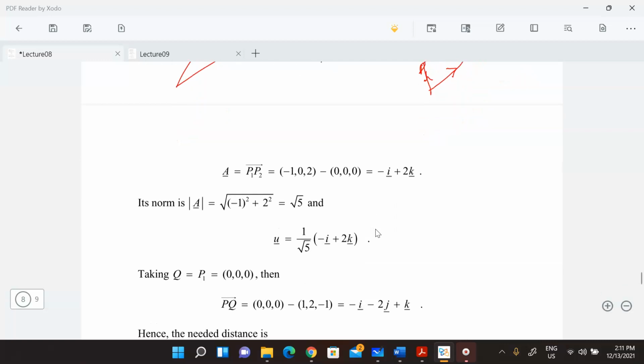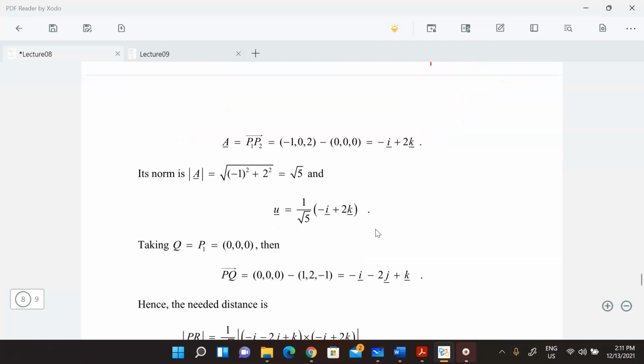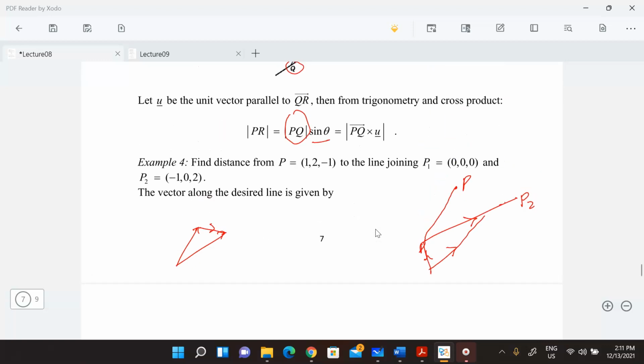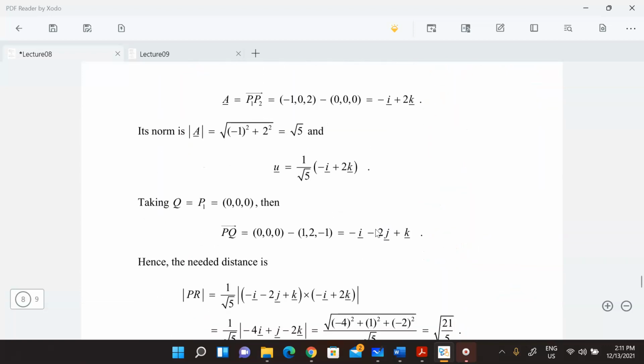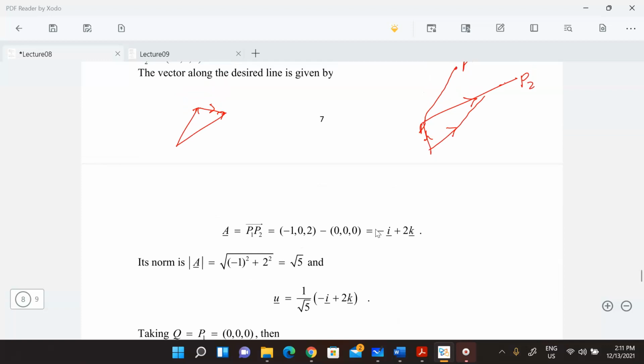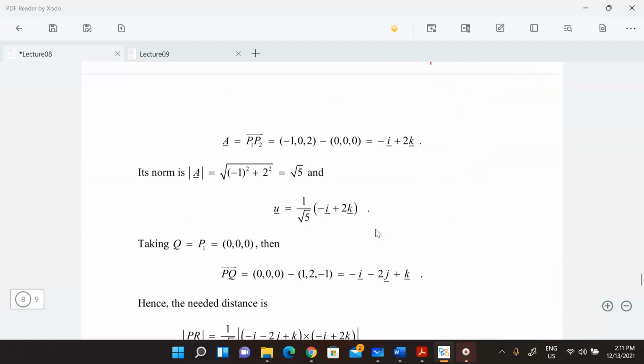Then what else to do is to find the vector PQ. You are given the point P, so you just need to find another point on the line. Here the point on the line is given by simply taking P1. You take the difference between the two, you get the vector PQ, and essentially that gives you minus i minus 2j plus k.